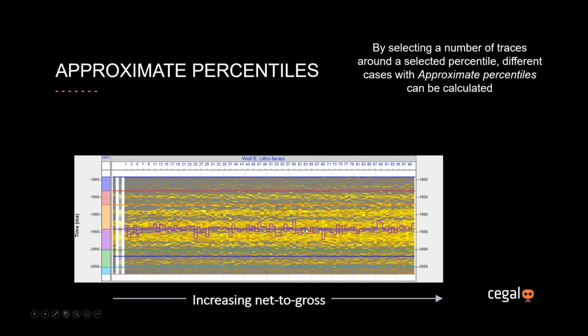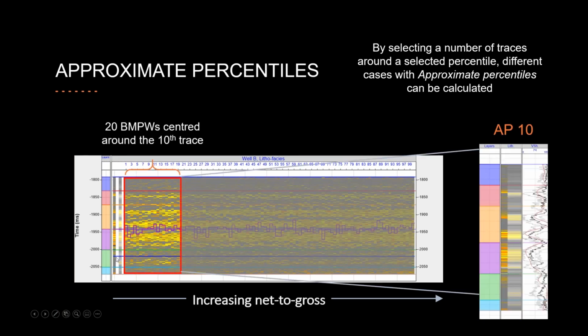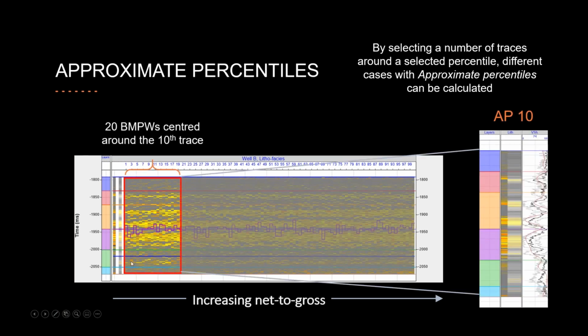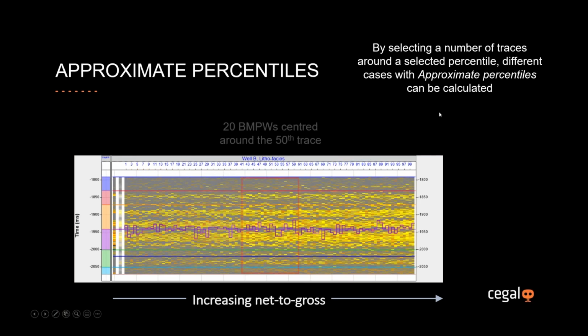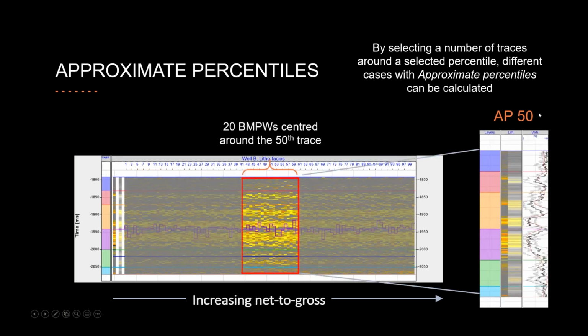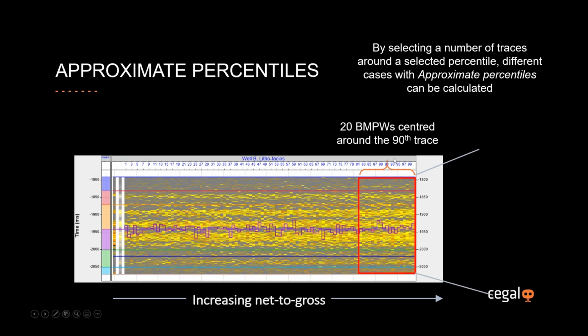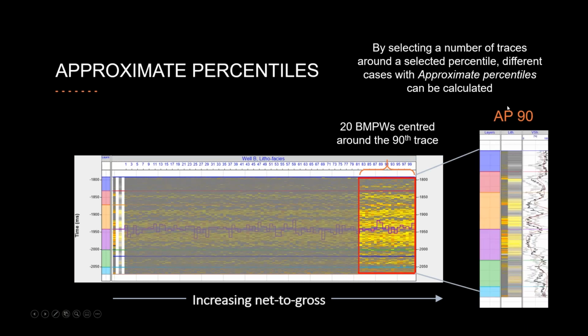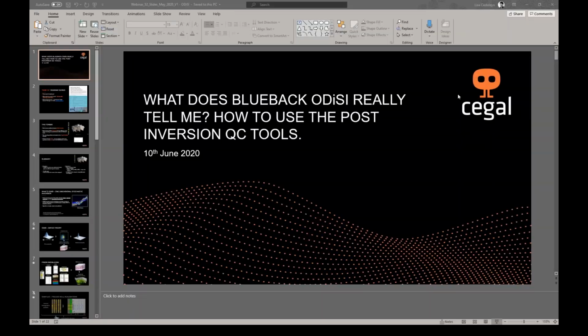So, for example, here we have our 100 best matches ordered by net to gross. We can average only the 20% around the 10th trace, and this will give us the approximate percentile 10. If we do the same process around the 50th trace, we'll have the AP50. And if we do it around the 90th, we have the AP90. So that's all for the PowerPoint.